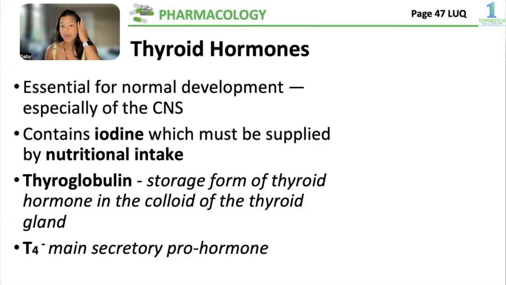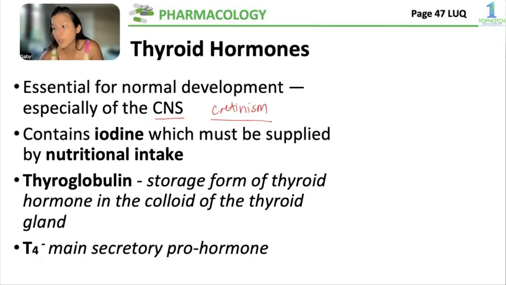So let's start with your thyroid hormones. So remember that thyroid hormones are really essential for normal development, especially of your central nervous system, which is why children who have undetected hypothyroidism will develop cretinism. So your thyroid hormones contain iodine, which must be supplied by nutritional intake, which is why iodine deficient patients can have hypothyroidism. So remember that T4 is the main secretory prohormone, meaning ito yung pinakamaraming sinasecrete ng thyroid gland.